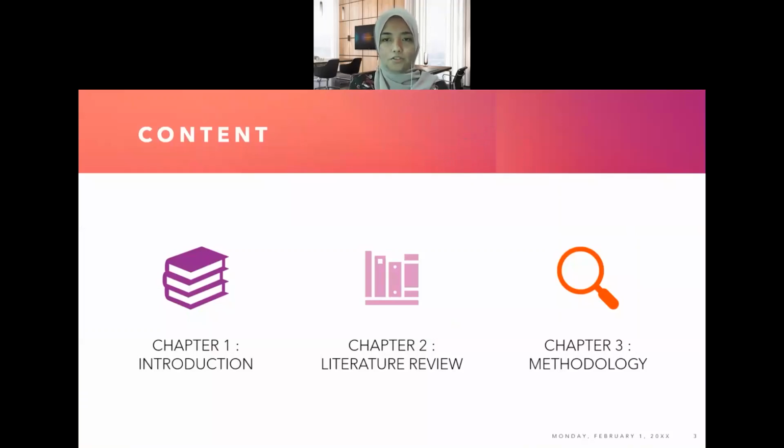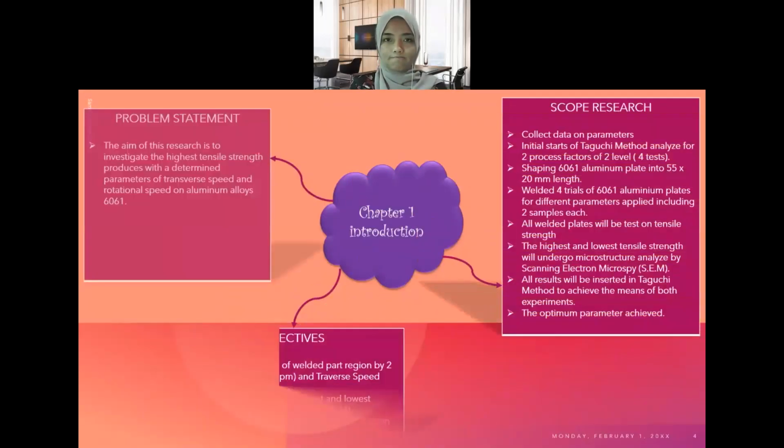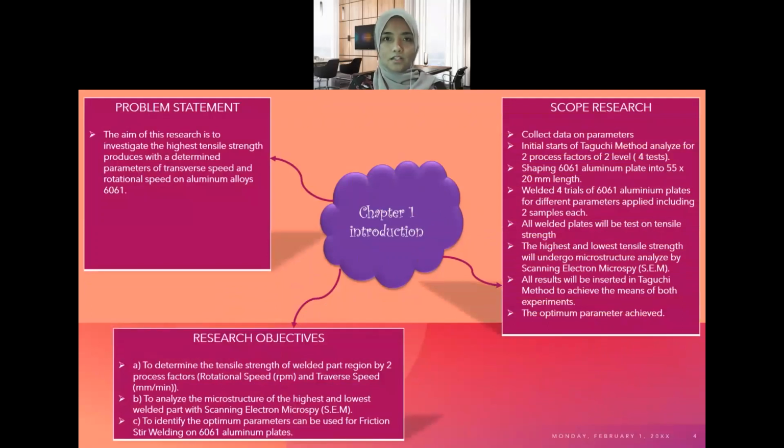Chapter 1, Chapter 2, and Chapter 3 will be introduced initially. In Chapter 1, we have the problem statement, research objective, and scope of research. First is the problem statement. The aim of this research is to investigate the highest tensile strength produced with determined parameters of transverse speed and rotational speed on aluminum alloy 6061.